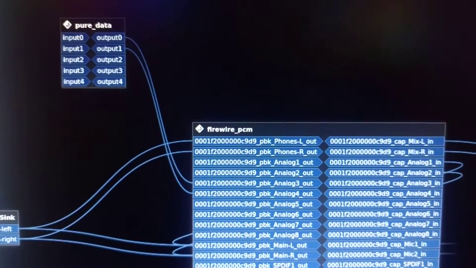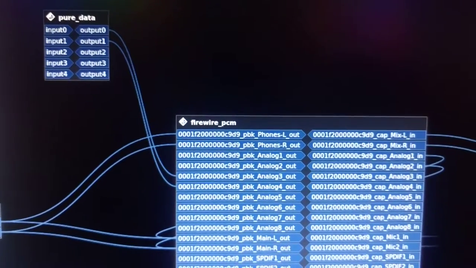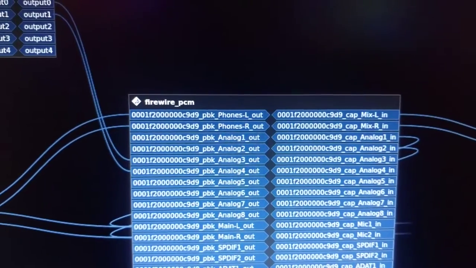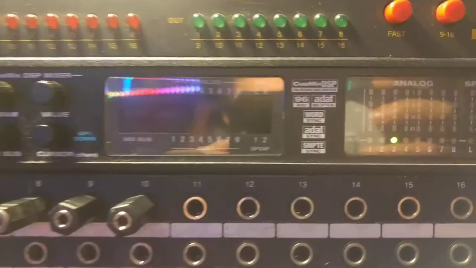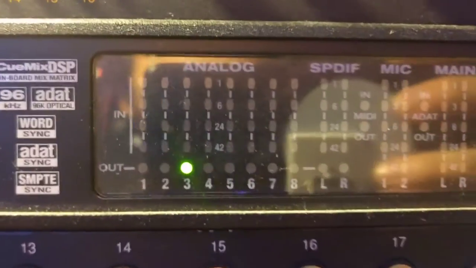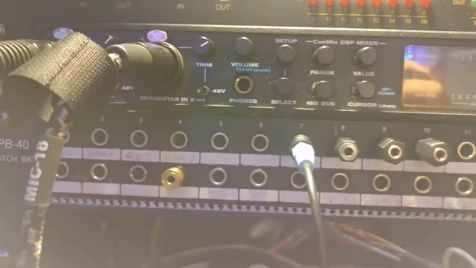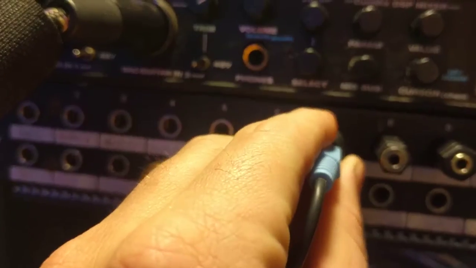So you can see Puredata output 1 and 2 is going to the Firewire audio interface analog 3 and 4 outputs. Those are patched. This is the MOTU. You can see that output 3 has a signal. This is a MOTU 828 MOTU Firewire. I'll spare you the back of the patch bay, but I patched output 3 to jack 7 in the front of the patch bay here.